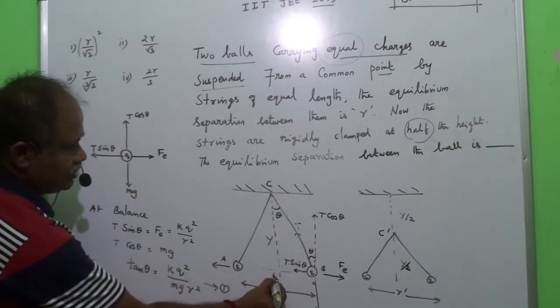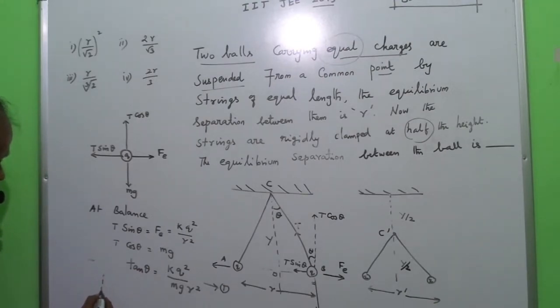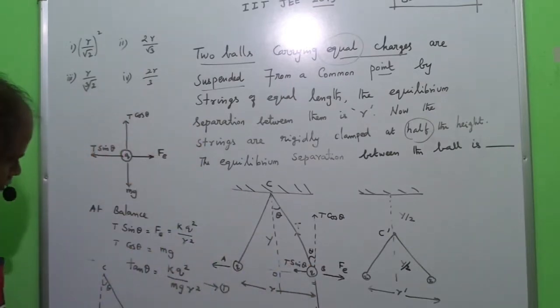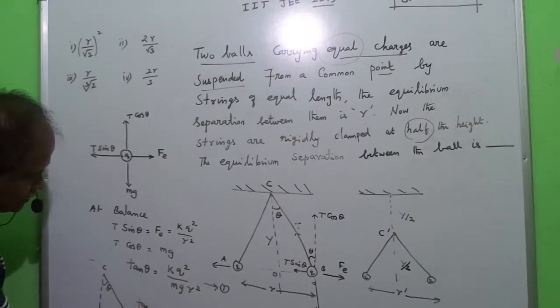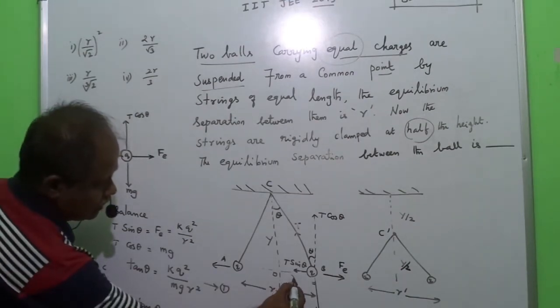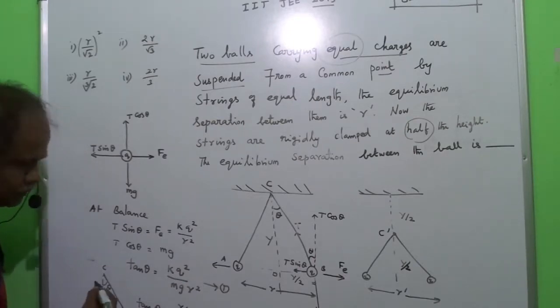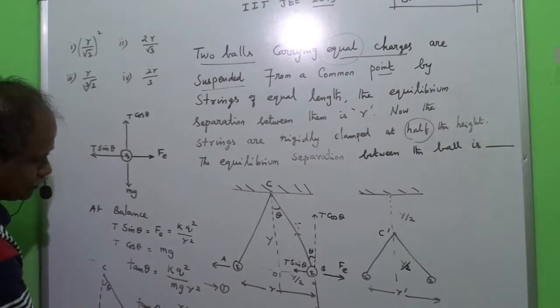This particular triangle, C, O, B. Let us consider the triangle COB. This is C. This is O. The string here. Charge Q. The point is B. It makes an angle theta. Let us consider this particular portion alone. You find the tan theta. That is, tan theta is equal to what? Opposite side to the angle, that is r by 2. This value is r by 2. Then the adjacent side, this is 90 degree. This adjacent side is this one, y. Let this be the equation number 2.